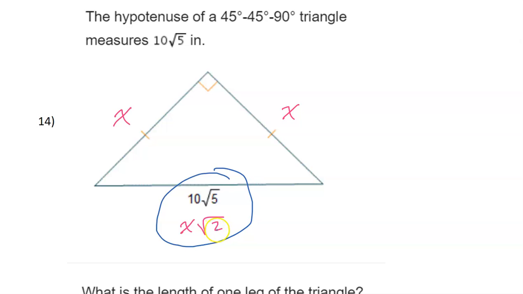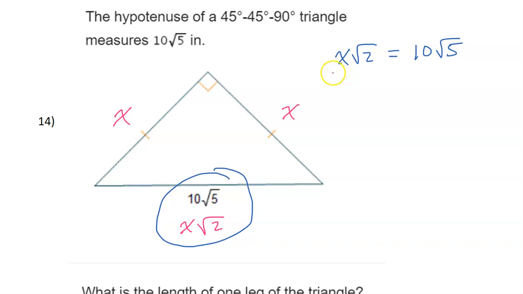So the key is to focus on this part right here. We have x radical 2 and we have 10 radical 5, both labeling the same triangle side. That means these must be equal. So come off to the side and make an equation out of these. So we have x radical 2 must equal 10 radical 5. If we're supposed to find the legs, that's just a matter of solving for x.